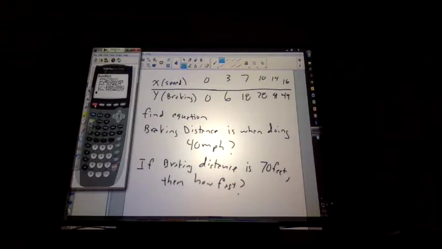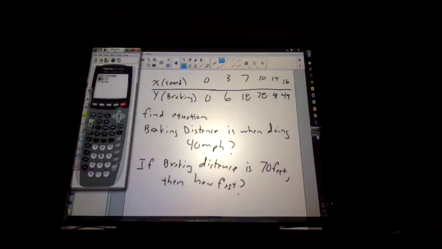So I'm going to hit y equals. Where is it stored? Statistic, EQ. That'll plot it. Once it's in there, a graph.